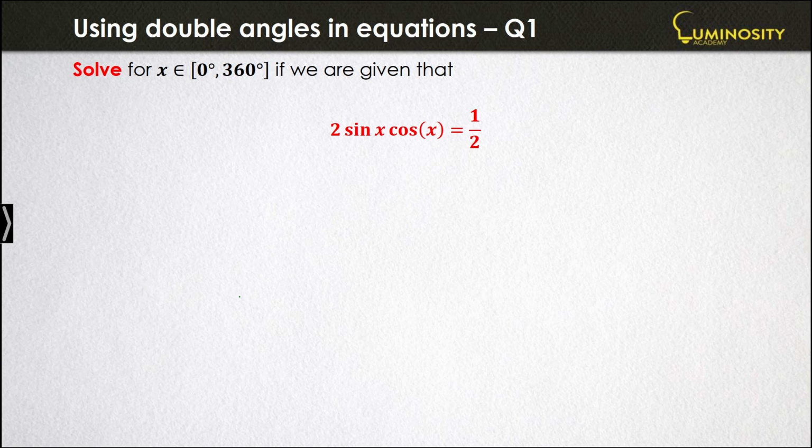We want to solve for x in that given restricted domain if we're given that 2 sine x cos x equals a half. Now this expression looks very familiar in terms of double angles. It is the double angle sine of 2x, because if I expand that out, I'll get 2 sine x cos x equals a half. So now we have one standard trigonometric equation which we can solve procedurally as follows.